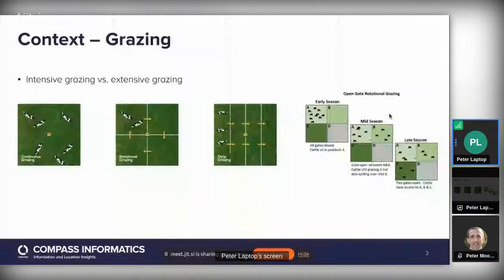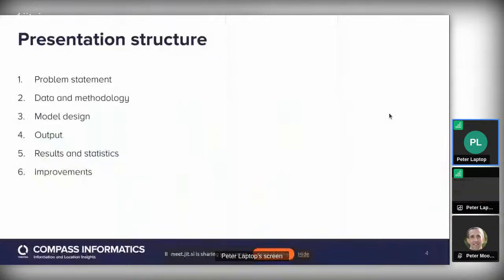Types of grazing. I won't go through them, but all of these types of grazing is what this grazing algorithm is meant to be able to detect. Following this piece of context, this is the presentation structure. I'll start with the problem statement, then the data and methodology, the model design to detect grazing, followed by the output, the results and statistics, and then the room for improvements for this project.